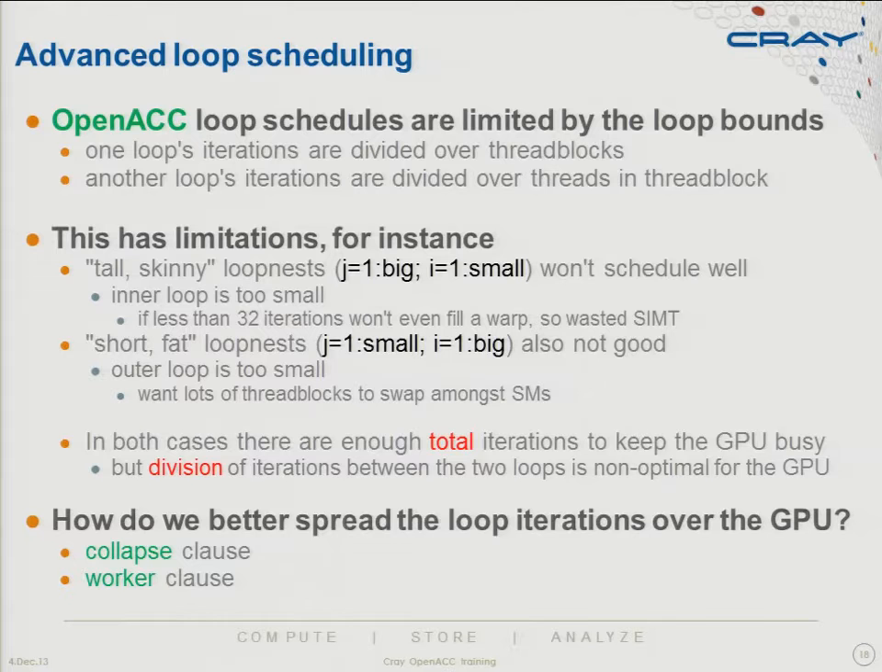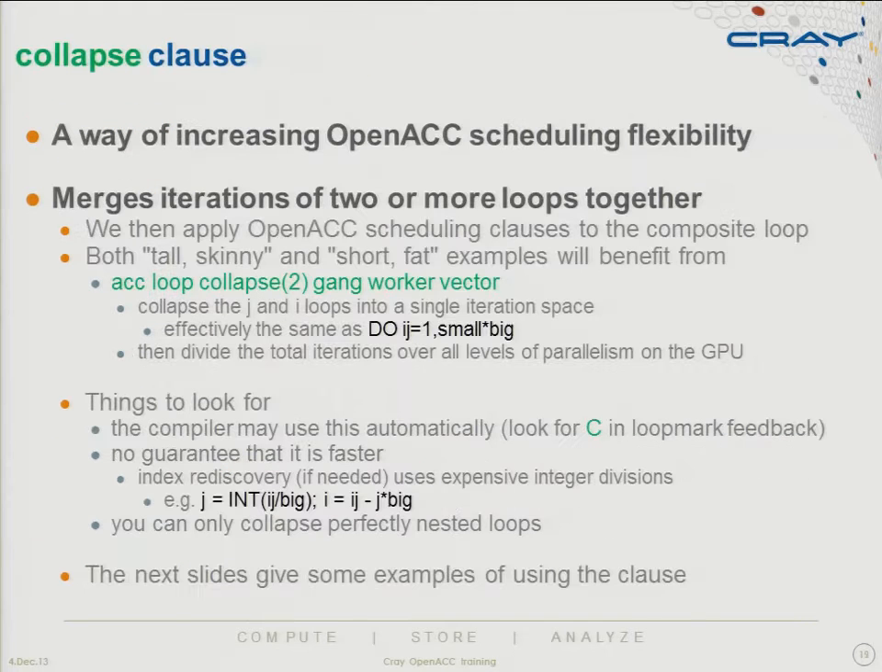So if you want to divide these iterations better, what can you do? Well, there's two ways. One is the collapse clause, and one is the worker clause. If you've used OpenMP, collapse does the same thing. So in this example where we've got two loops, above the outer loop I say ACC loop collapse(2) gang worker vector.